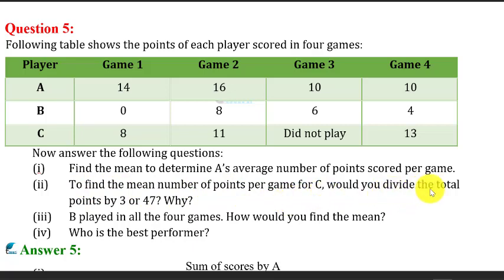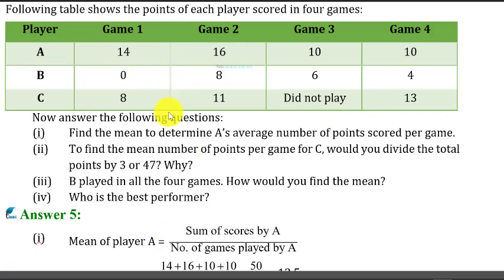and the second one is to find the mean number of points per game for C. Would you divide the total points by 3 or 4? Why? Then the third question: B played in all the 4 games. How would you find the mean? And the fourth one: who is the best performer?